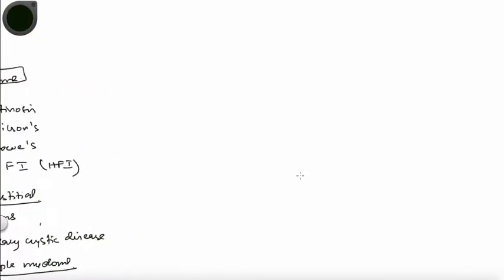Now, having finished type 1 and type 2 renal tubular acidosis, we are going to discuss type 4 renal tubular acidosis. What is type 4 renal tubular acidosis? Otherwise called hyperkalemic RTA. So what is the reason for hyperkalemia in these patients?